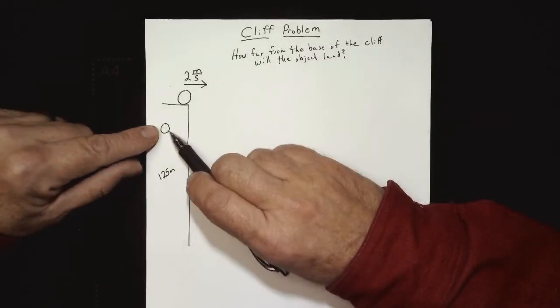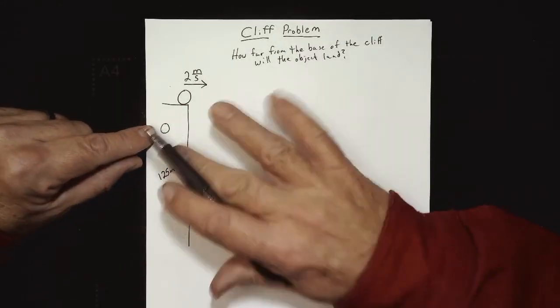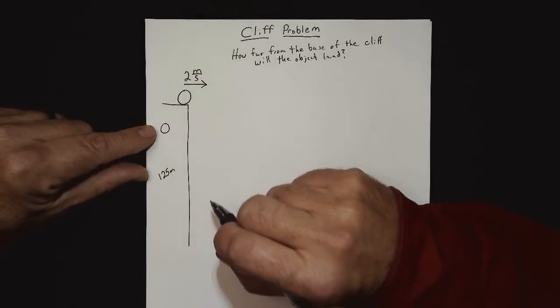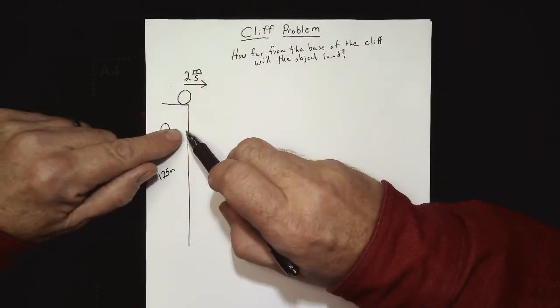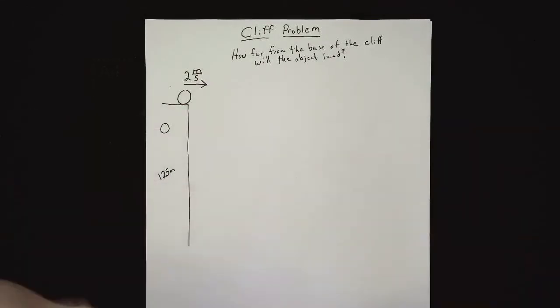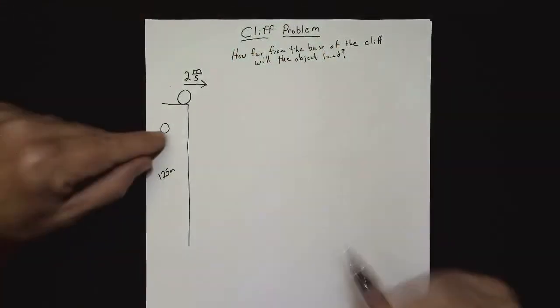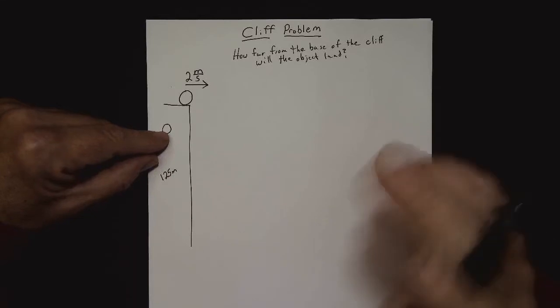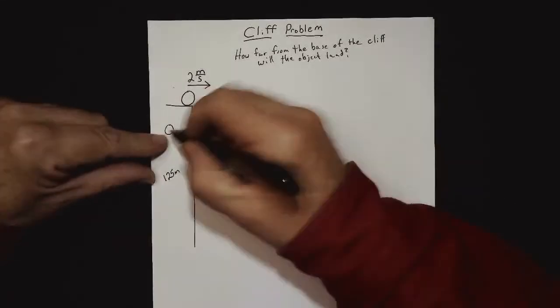What does this object look like when it's in the air from a free body diagram perspective? Does it have any horizontal forces on it? Not after it's been accelerated to 2 meters per second and then let go. So there's no horizontal forces. Yeah, there's a tiny bit of air friction, but we can ignore that. So there's no horizontal forces.